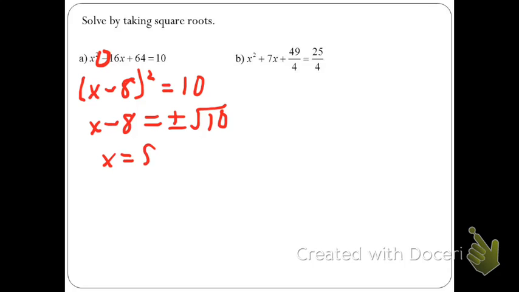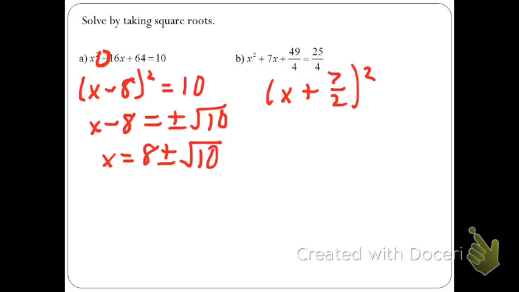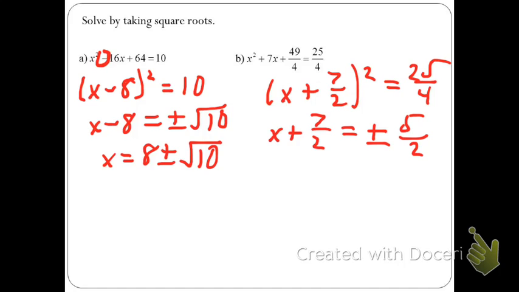So x would be equal to positive 8 plus or minus the square root of 10. Okay, with part B, you would get x plus 7 halves squared equals 25/4. Then take the square root of both sides. X plus 7 halves equals plus or minus, and the square root of 25 is 5, the square root of 4 is 2.